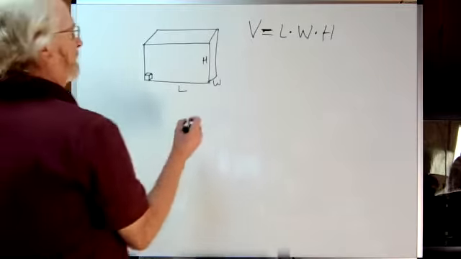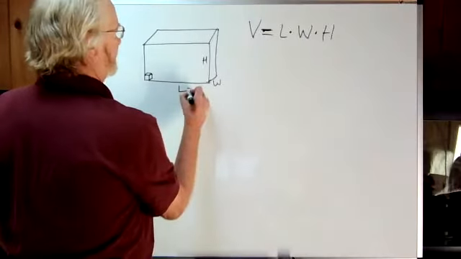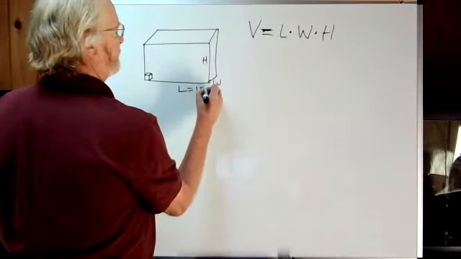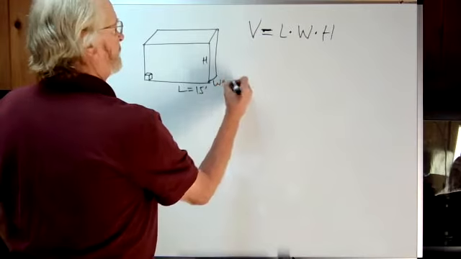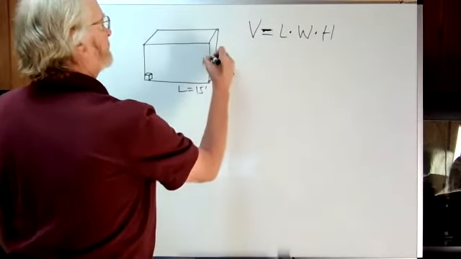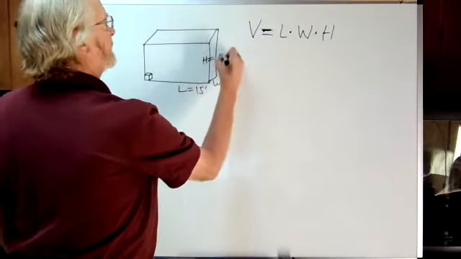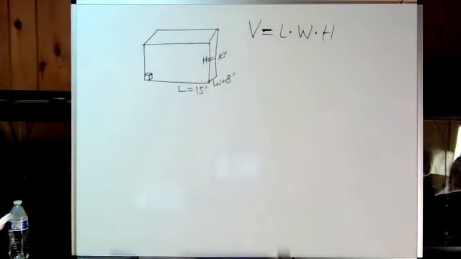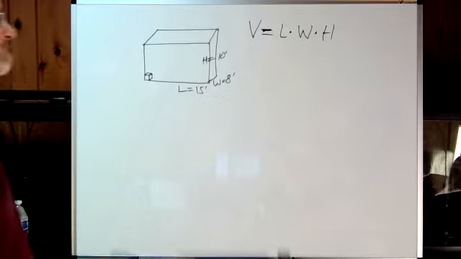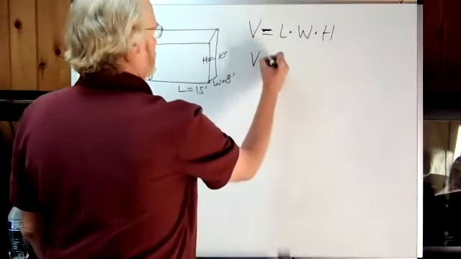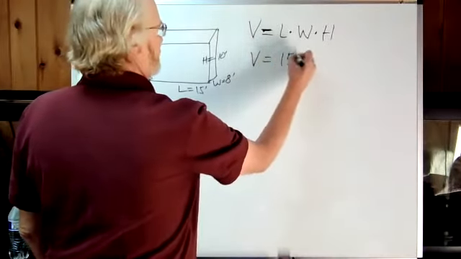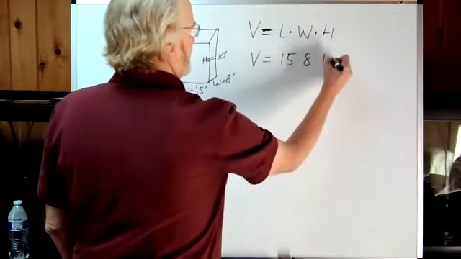So let's say I need to know these numbers. The length, I'm just going to say 15 feet, the width is 8 feet, and the height is 10 feet. I need to know all 3 values, and I'll plug them in. So my volume is 15 times 8 times 10.